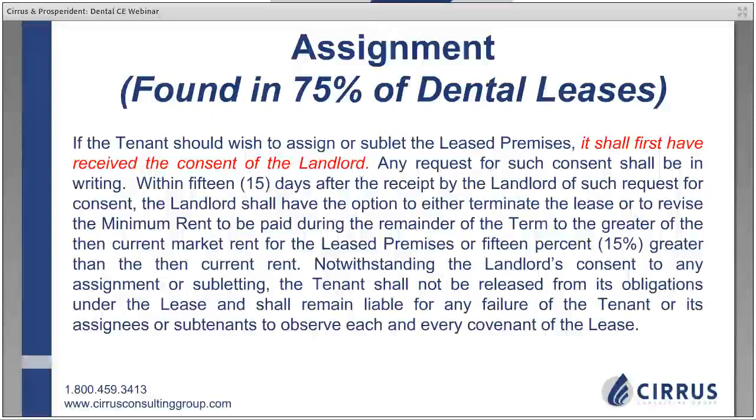Her rent at the time, by the way, was about $9,000 a month. So the landlord was essentially proposing that her rent go to about $12,500 a month if she wanted their consent. Obviously, that would be a major issue for the buyer and would devalue the practice significantly.